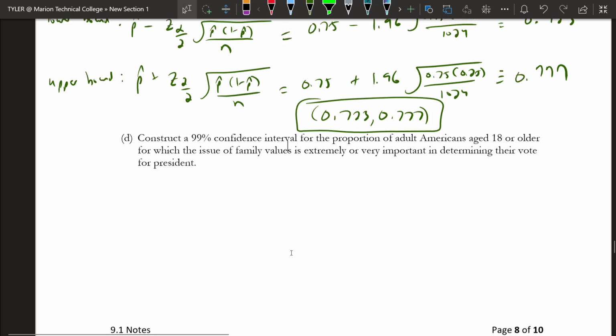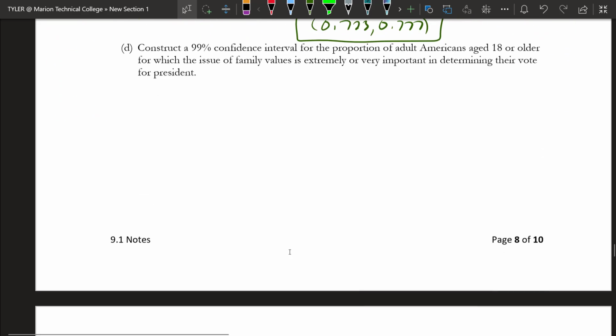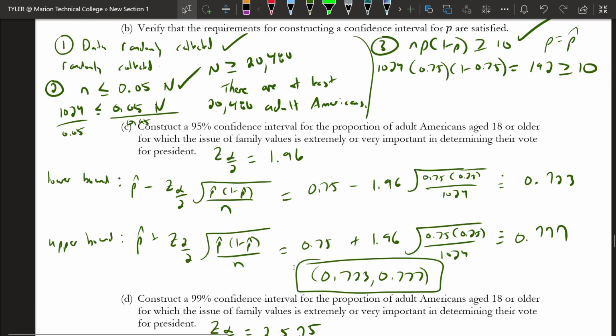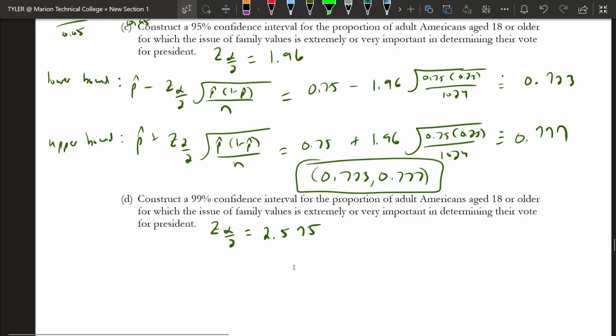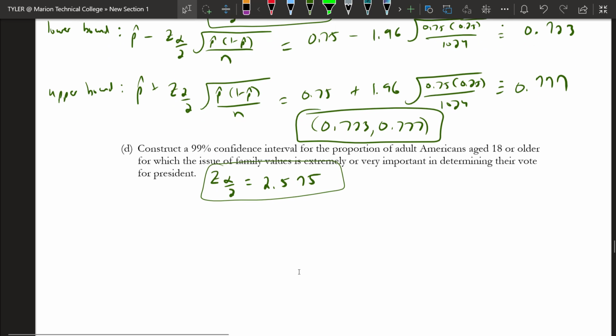Okay. So then part D, we want to find the confidence interval at 99% now. Same thing, but we're increasing the level of confidence. Remember, what should be happening is my interval should be getting wider, right? So my critical value for 99% is 2.575, right, from the table. So notice, 2.575 is greater than 1.96, right? So again, that's what's going to cause that to widen, right?